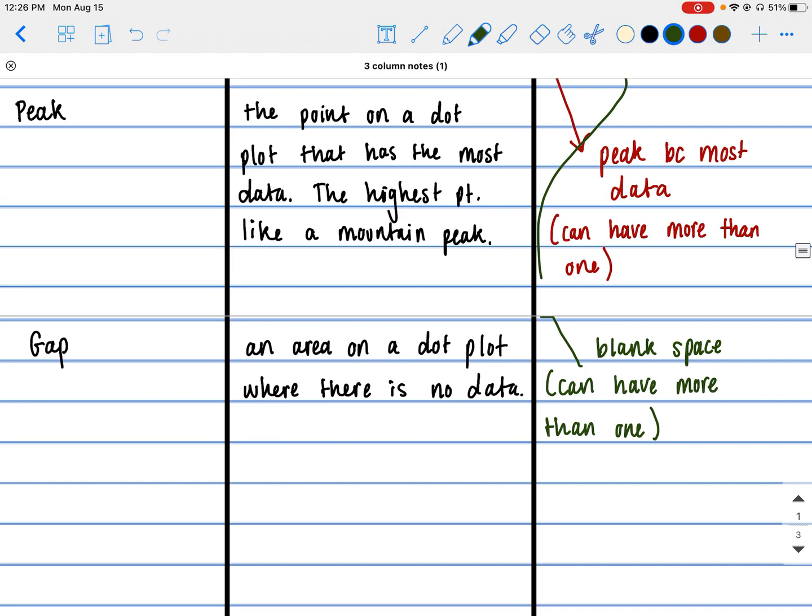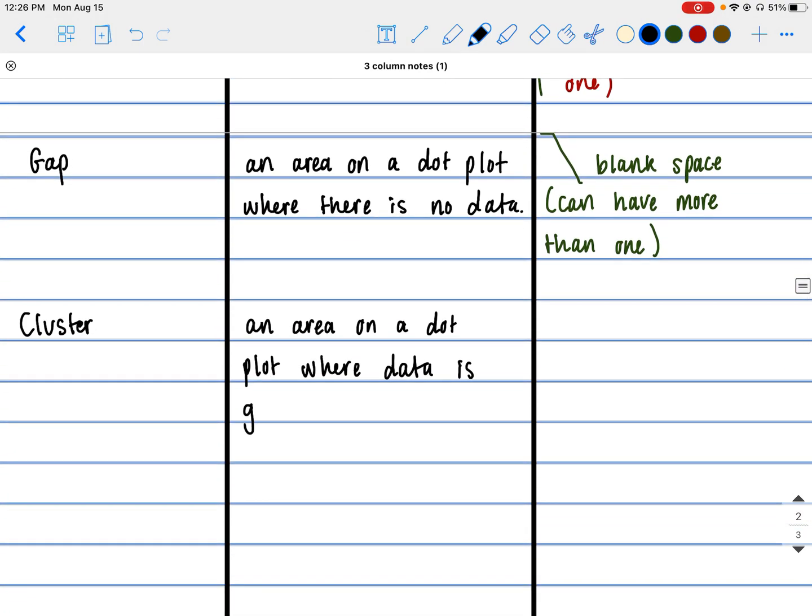All right, what else? We have a cluster. And a cluster is going to be an area on a dot plot where data is grouped together. An area on a dot plot where data is grouped, and I'm going to say in a small space. So we see the majority of data in one little pocket of space.